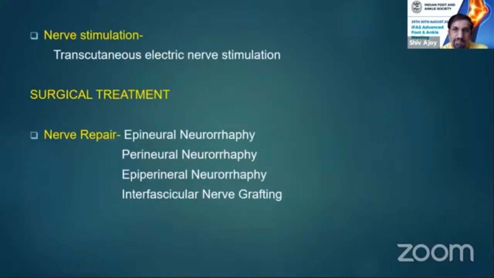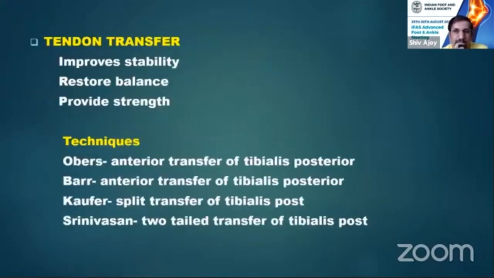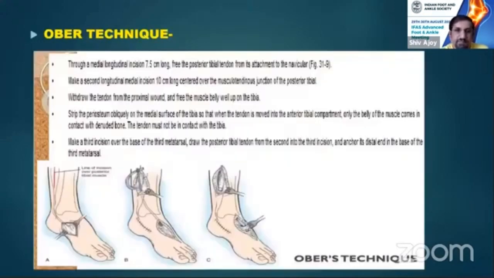So the nerve repair includes epineural, perineural or epiperineural neurorrhaphy procedures. For tendon transfers, the main aim is to improve the stability, to restore the balance, and to provide strength to the adjacent joints. So the techniques are Ober's technique, Bair's technique, Cooper's technique, and Srinivasan technique. The main one is the anterior transfer of the tibialis posterior in all cases. So this is Ober's technique.